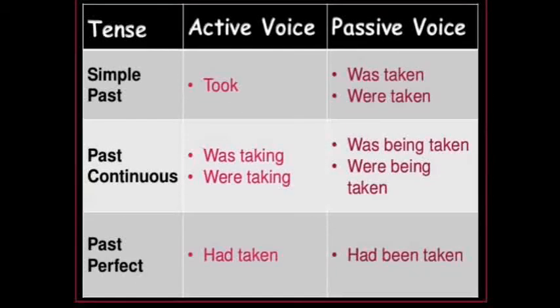Then the simple past, for example took, changes to was taken and were taken. The past continuous active verb was taking and were taking changes to was being taken and were being taken. The past perfect active verb had taken changes to had been taken.